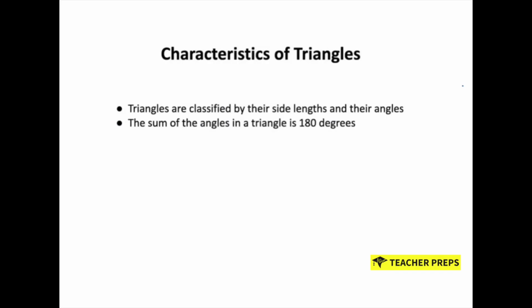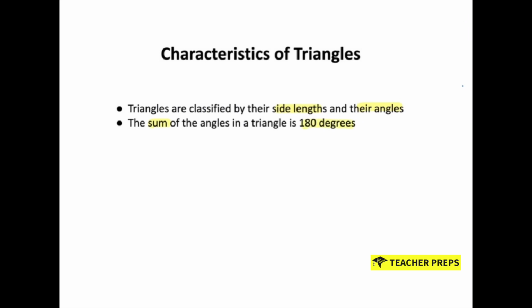In this video, we're going to talk about the characteristics of triangles. First, triangles are classified by their side lengths and by their angles. After we classify triangles, we're going to talk about the angles within the triangle. The sum of the angles in a triangle equal 180 degrees.